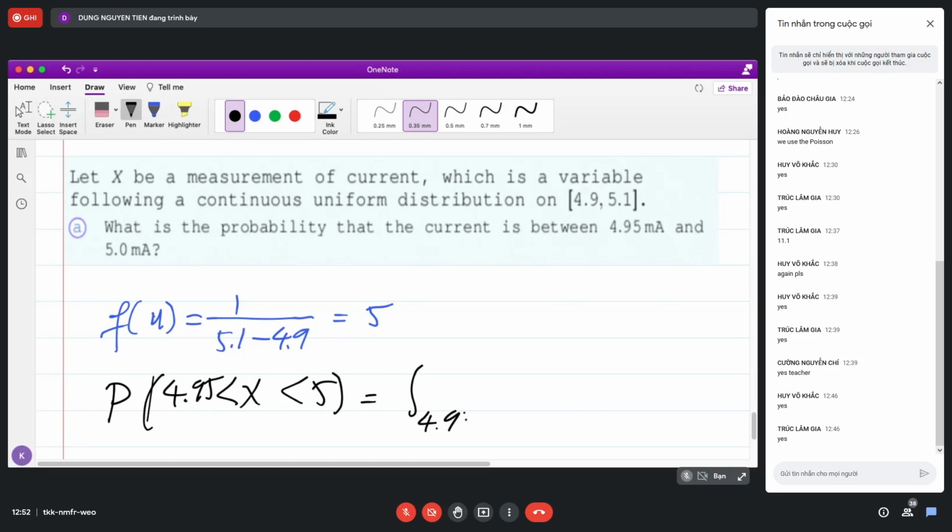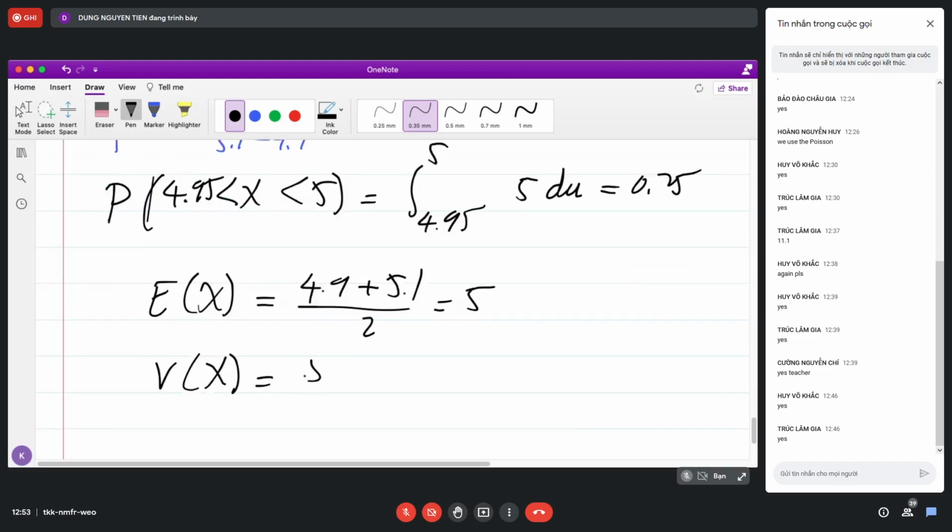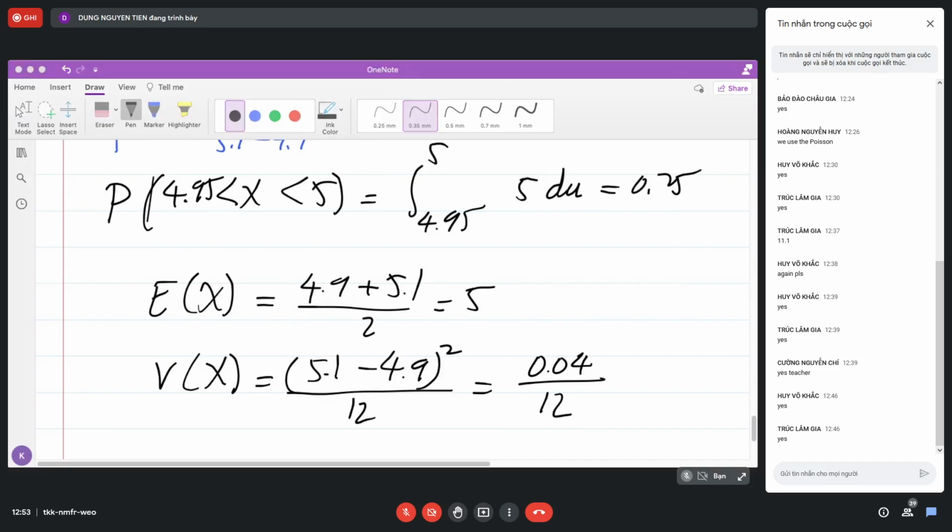If you want to find the mean, then you can get it very quickly. The mean is simply (4.9 + 5.1)/2, which is 5, right? You can also find the variance of x, which is (5.1 - 4.9) squared divided by 12, right? And you get 0.2 squared, so you get 0.04 over 12, okay? Is that clear? It should be okay, right? Okay.